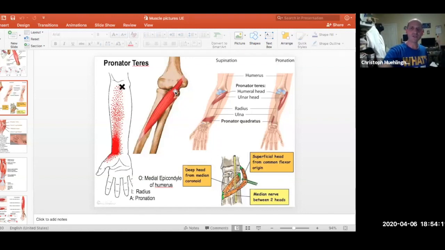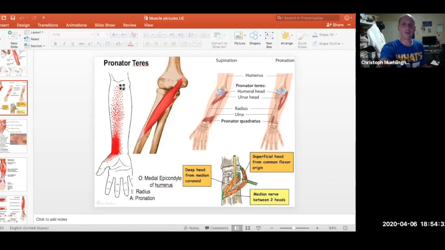So one of the things you can do is try to massage. If massaging here feels better, see how the pain pattern is down here? If massaging here feels better, you might have a pronator teres problem, and we might have to see how the typing goes. And maybe a keyboard change, or sometimes you have to just lay it off, right? If it's really bad, it's really bad.